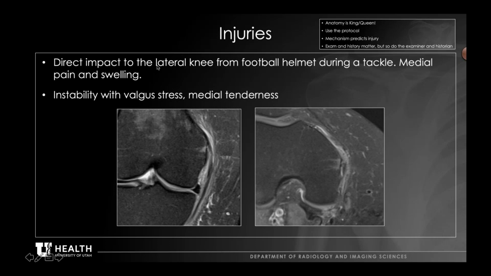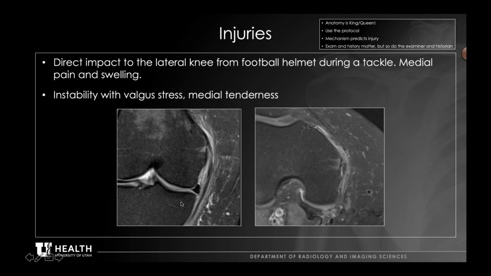So another injury. In this particular patient, they had a direct impact to the lateral aspect of their knee from a football helmet. They had medial pain and swelling. They had some instability with valgus stress and some medial joint line tenderness. So focus on our anatomy first, even though this is a really coned down image. You can see that this is the medial aspect of the knee, lots of soft tissue and subcutaneous fat. We can see that we're looking in a region of increased signal in the medial soft tissues here.